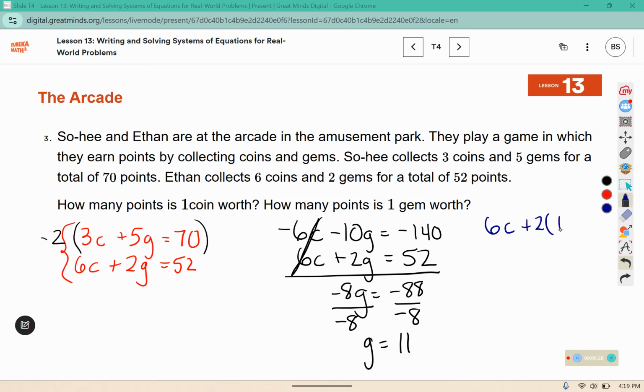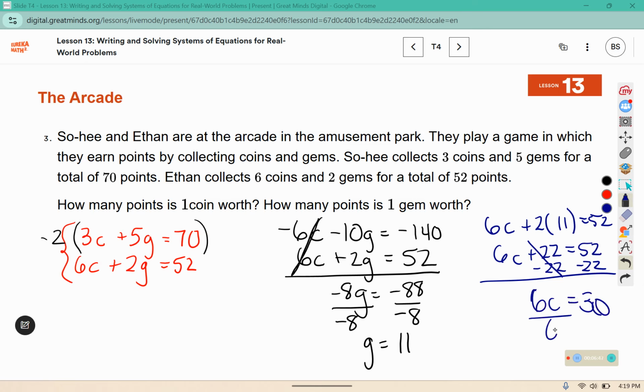So to sum it all up, or to summarize it, the coins are worth 5 points, and the gems are worth 11 points.